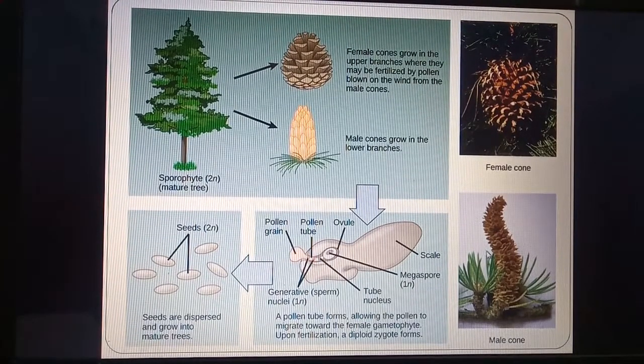And here we can see a photograph of a male cone, which is long but thin, and a female cone, which is large. So these are the stages in gymnosperms.